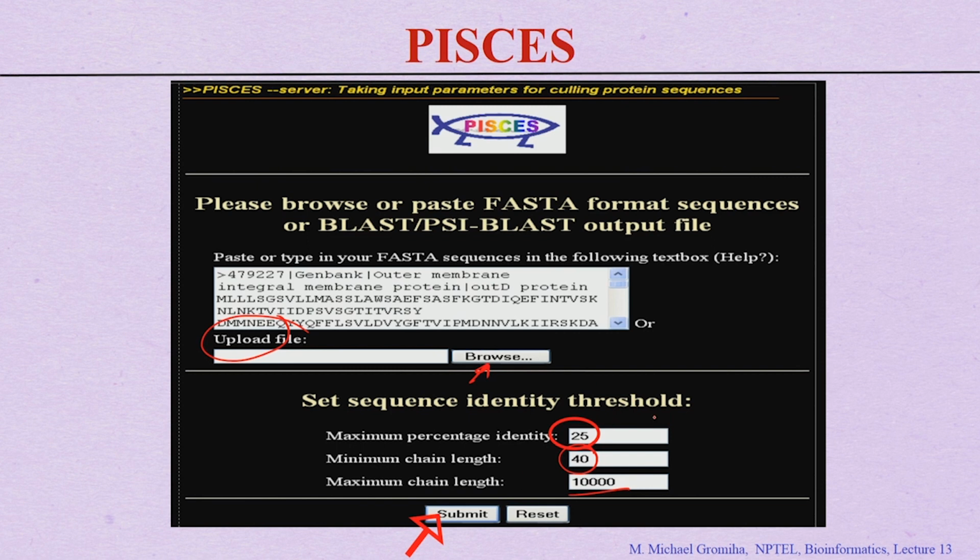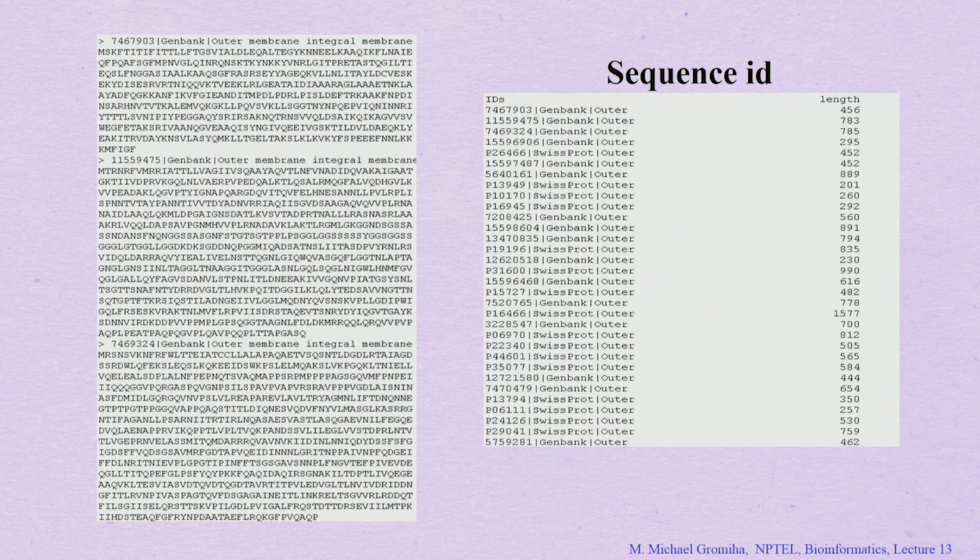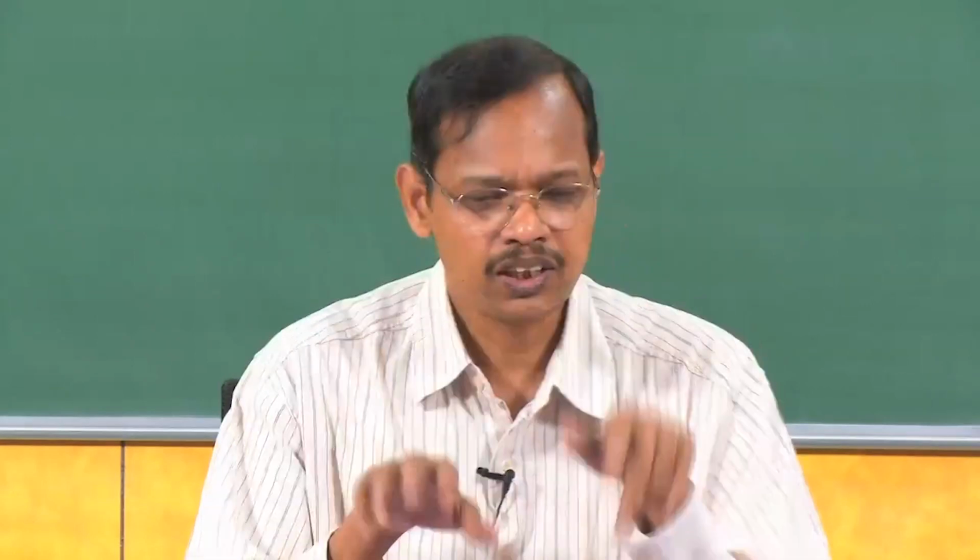Then it takes all this information as input, and if you submit, it will give you the sequences. Here this is the complete sequence and this is the list of IDs. You can see the ID here, and here we give the complete sequences and the sequence IDs. So you can use PISES to get the non-redundant sequences, but the only disadvantage of PISES is that it can handle only a small number of sequences. Then it uses clustering techniques, and finally it gives you the final set of non-redundant sequences.